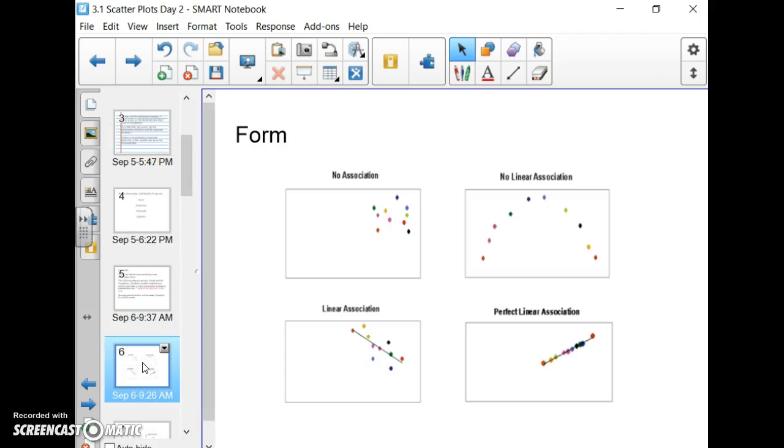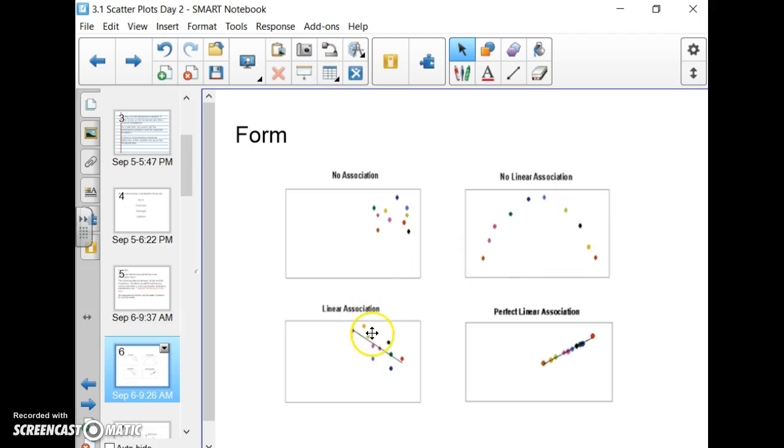So the first thing I want to talk about is form. The way that the scatterplot appears, whether it's on paper or on a graphing calculator, is very important. If things are just all over the place like this, and there's no clear form, it's not a line, it's not a different shape, then there's no association. So basically there's no form. Sometimes it might take on a form that's not a line, so we can say no linear association, or you could also say it's a curved association, because that's what it is.